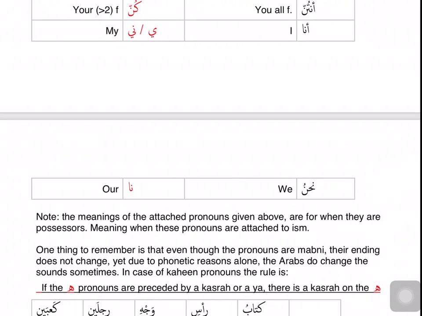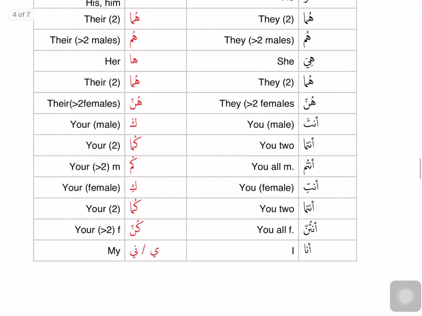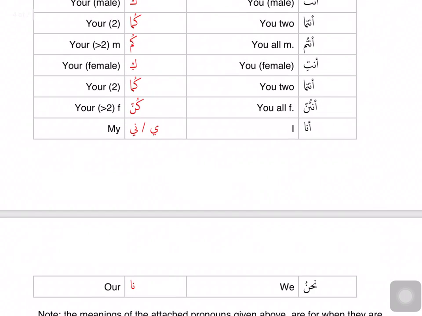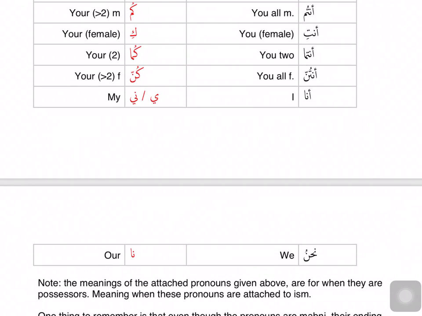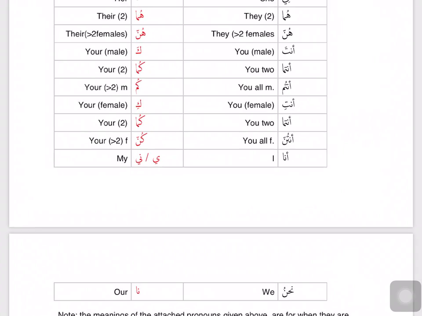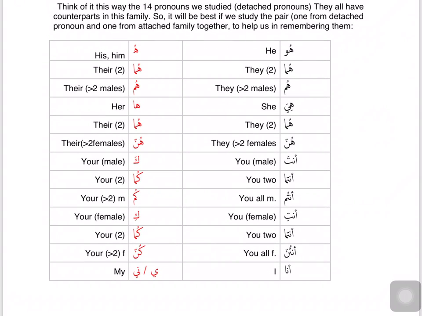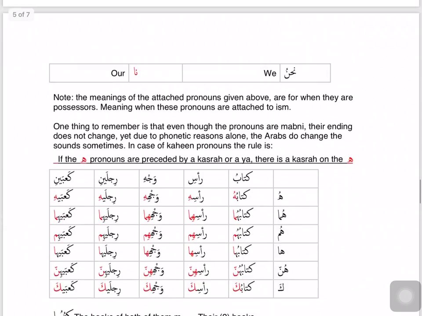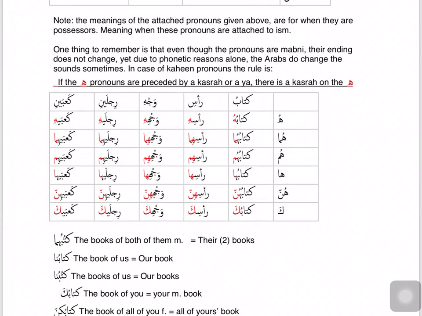So in kahin, we are seeing the kaf in the second person, the ha in the third person, ya for the first person singular, and noon for the first person plural. So these are all the attached version pronouns, the kahin family. The tanaween family are separate pronouns. They will be found only in verbs. So we are not talking about that right now because af'al, inshallah, we will deal with them later.